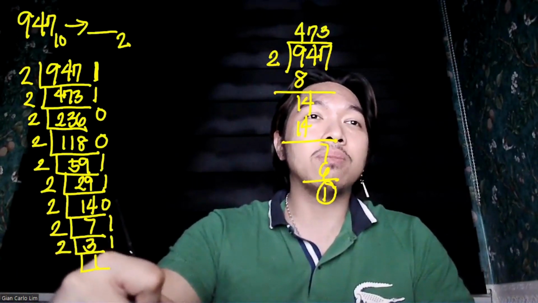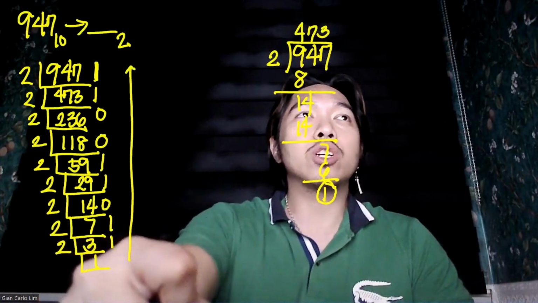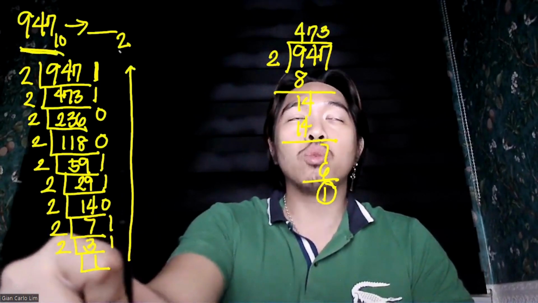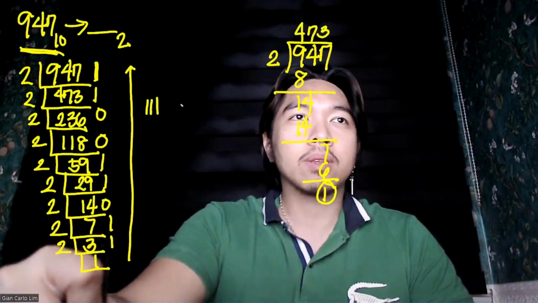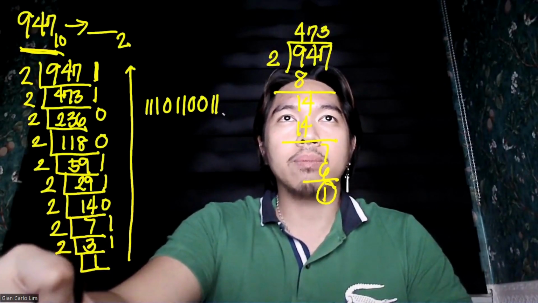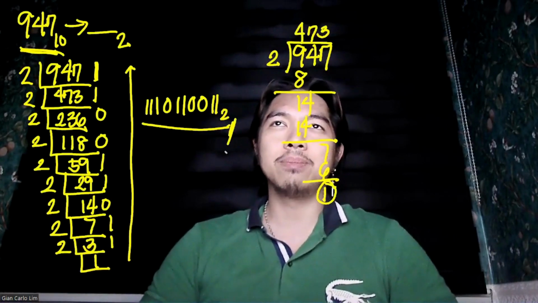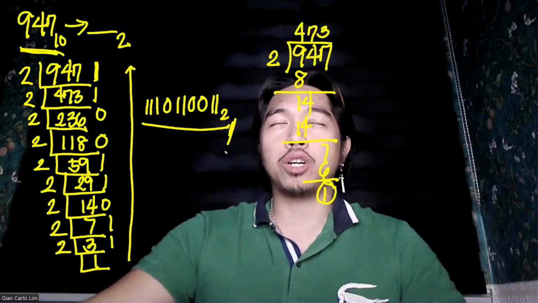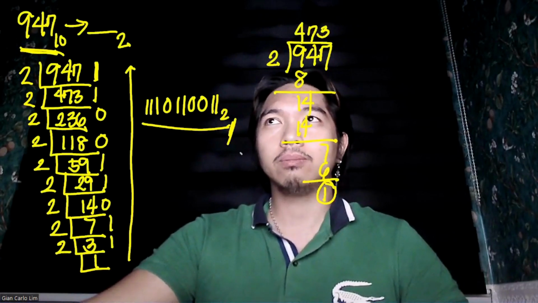So gagawin natin ngayon, babasahin natin siya from bottom pataas. So therefore, the conversion of 947 base 10 would then be equal to 111, 011, 0011 base 2. And that is now the conversion of the number from decimal. So later on, I'm going to create a separate lecture on how to verify your answers using your calculator.